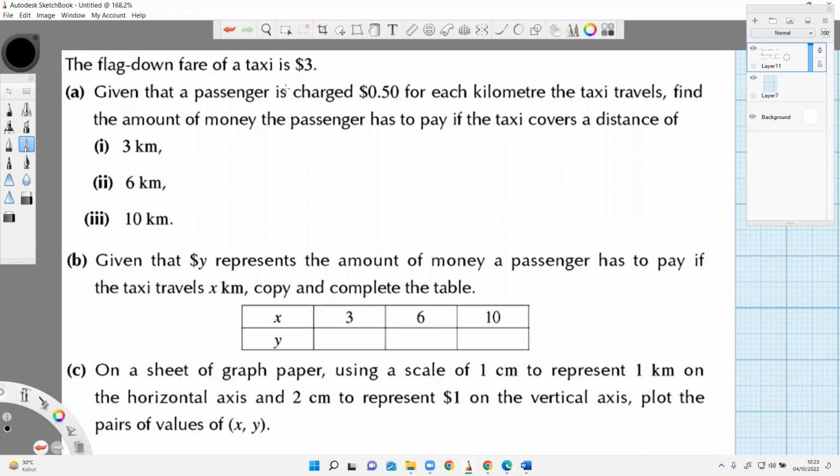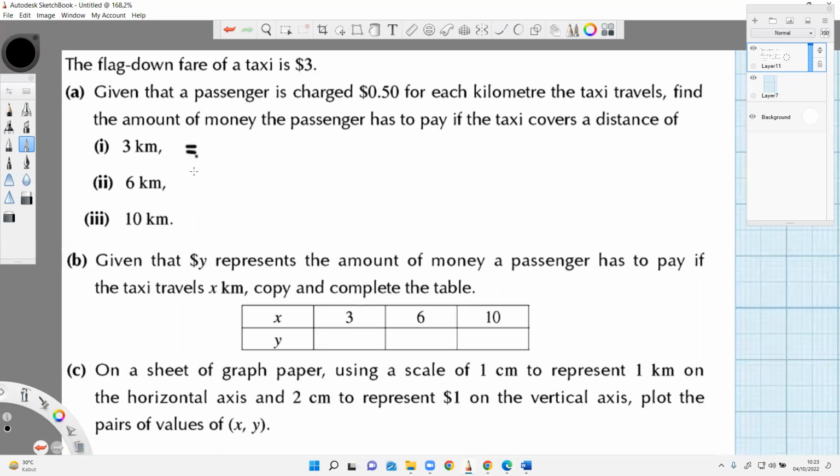You know what is flag down fare? No idea? Okay, read the question properly first. The flag down fare of a taxi is $3. Given that a passenger is charged 0.5 for each kilometer the taxi travels, find the amount of money that the passenger has to pay if the taxi covers a distance of 3 kilometers.